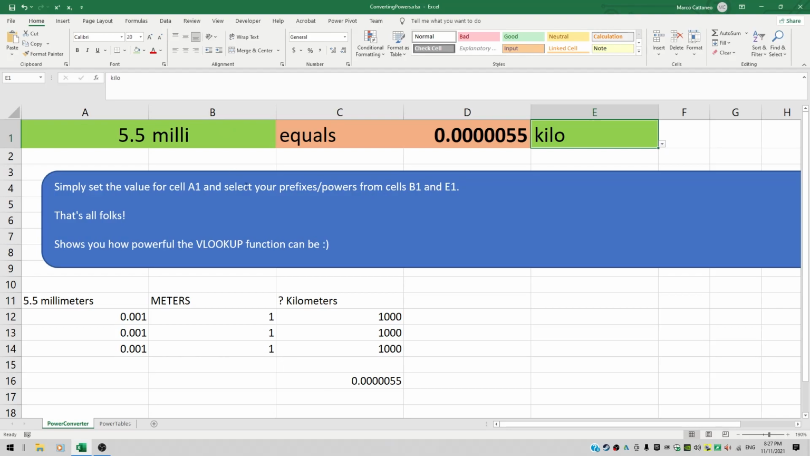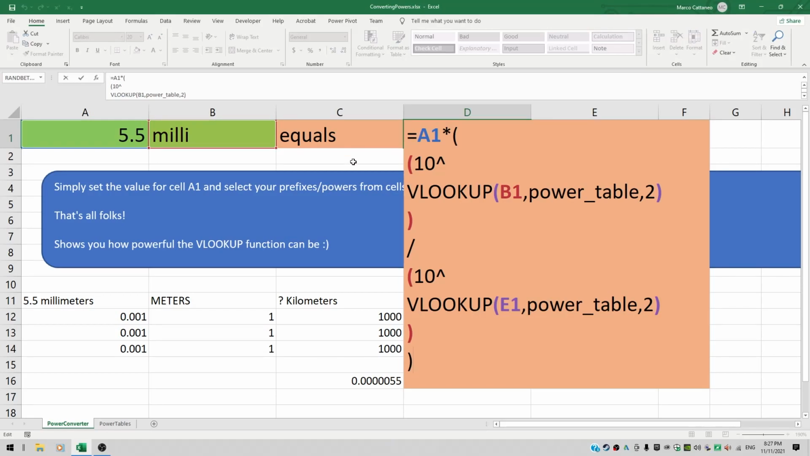Now, how does it work? There's something underneath here, of course, this is the equation. So let's hit F2 to show the contents. You can see I'm doing something very similar. I take the value of A1, which is 5.5. Then I multiply times 10 to the power of something. And that something is returned from a lookup function, a vertical lookup, VLOOKUP. VLOOKUP looks for B1. What is B1? Well, milli. So it looks for milli in some type of table, power underscore table. And if it finds milli, it will return the value from the second column.